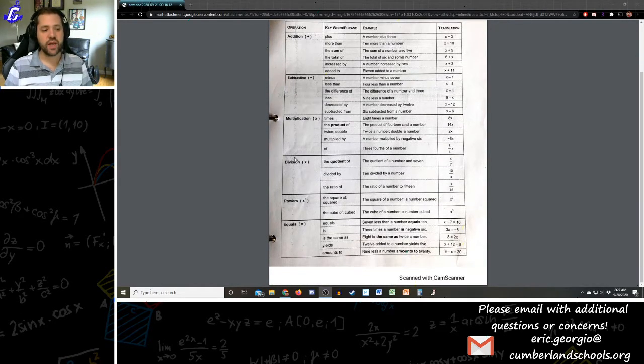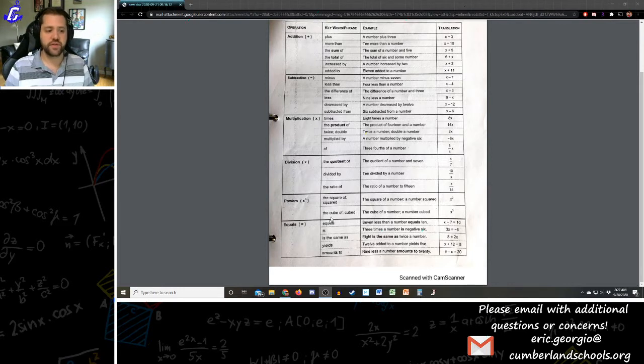Okay? Division goes along with the quotient of, divided by, the ratio of. You could also hear this as half or 1/3 or 1/4, which means we're going to divide by 2, 3, and 4 respectively. Powers we're not really going to see quite yet, but still important if you want to note that the square of and the cube of or cubed means we're going to square them and cube them. Again, not really coming up yet because we're only dealing with linear equation word problems, but later on in the year we'll definitely see those.